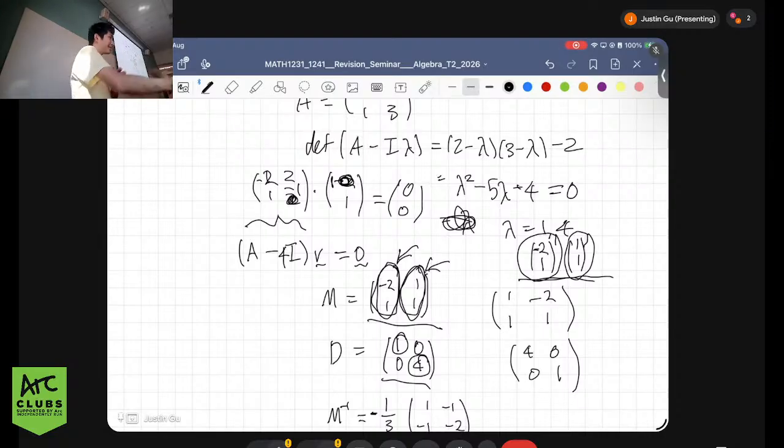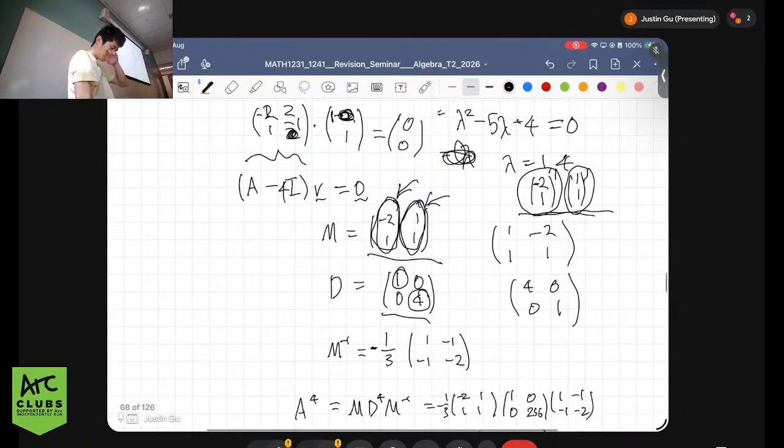If I calculated M inverse from there, it would have to give me the same result. It doesn't matter what order we put the eigenvectors in, just so long as they correspond to the eigenvalue in the diagonal matrix. Sorry? Oh, what do you mean?